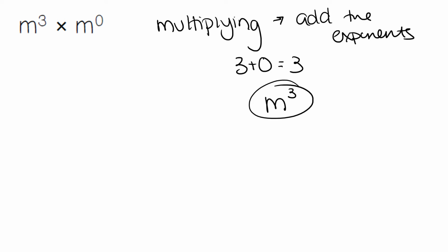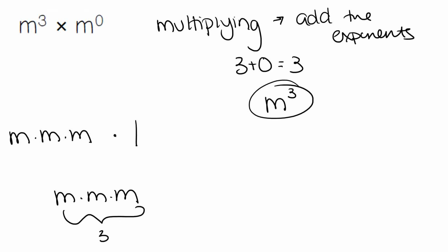Let's talk about why that works. If I break down m to the 3rd, that would be m 3 times. And anything to the 0 power is going to be 1. So that would be times 1. So m to the 3rd power would be m 3 times. And then we know anything times 1 stays the same. 7 times 1 is 7. 100 times 1 is 100. So our m's are just going to stay the same. They're not going to change, meaning we have a total of 3 m's, m to the 3rd power.